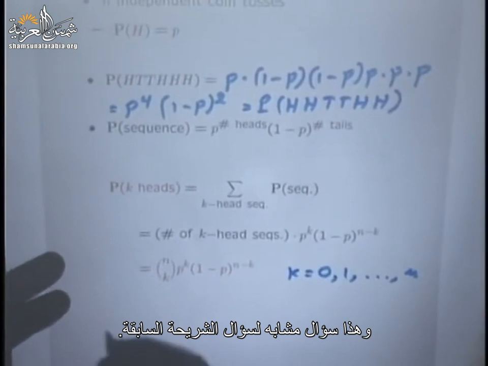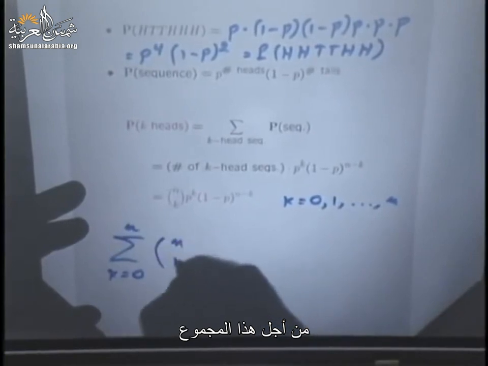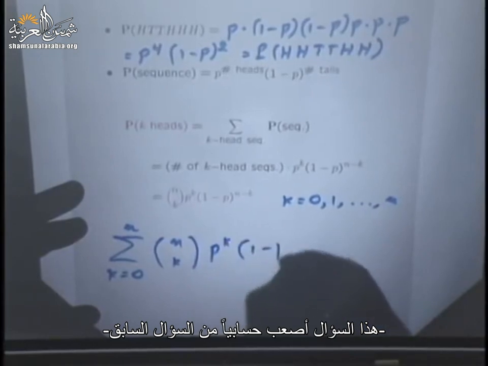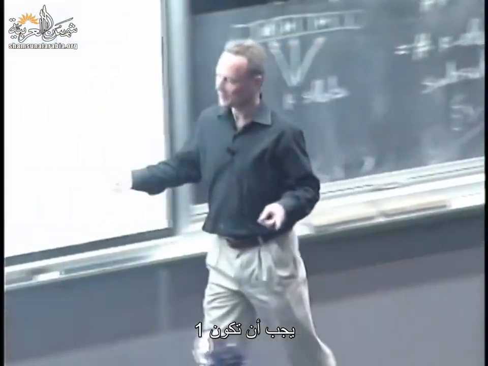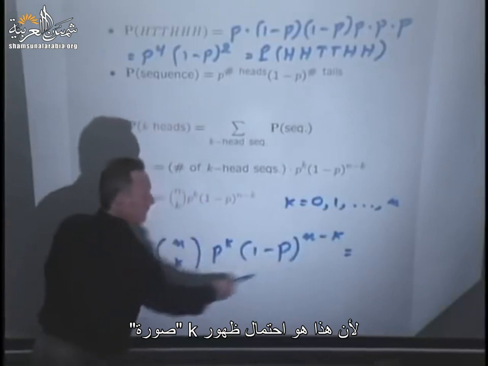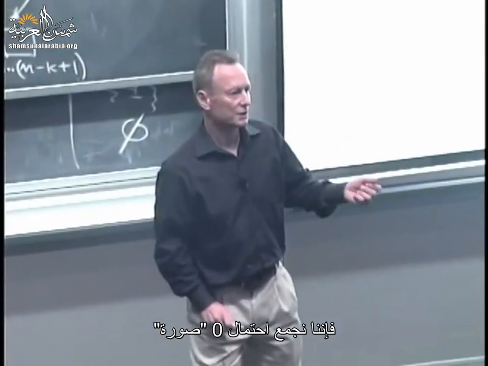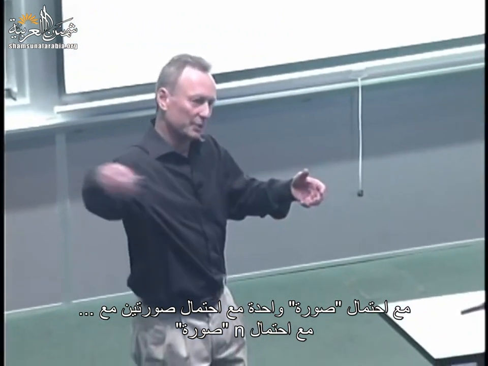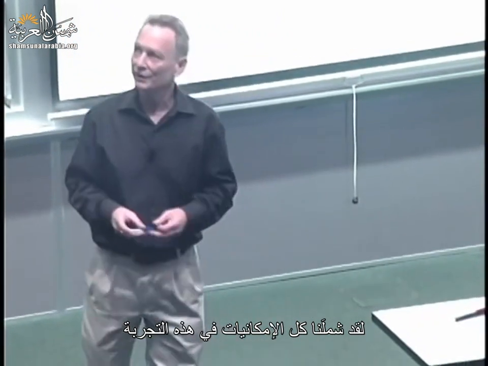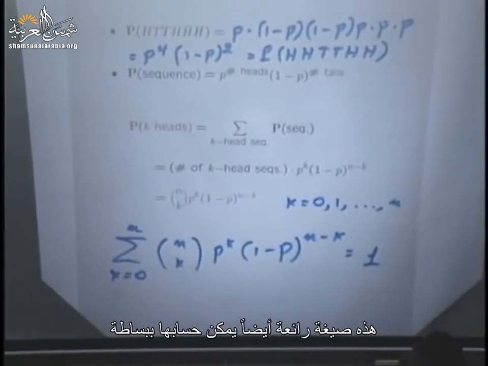And now a question similar to the one we had in the previous slide. If I write down this summation, even worse algebra than the one in the previous slide, what do you think this number will turn out to be? It should be 1, because this is the probability of obtaining k heads. When we do the summation, we're considering the probability of 0 heads, plus the probability of 1 head, plus the probability of 2 heads, plus the probability of n heads. We've exhausted all the possibilities in our experiment, so the overall probability must be equal to 1. So that's yet another beautiful formula that evaluates into something really simple.